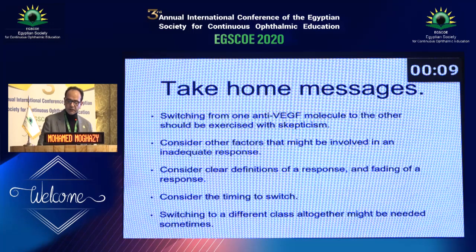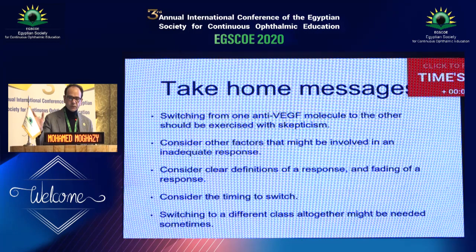Consider a clear definition of a response and fading of a response. Consider the time of switching. After 3 injections, 6 injections, there is no magical number. You have to judge the patient individually. And switching to a different class altogether might be needed sometimes, like if you decide to go to steroids.